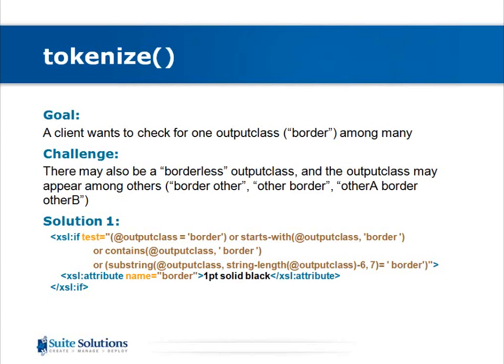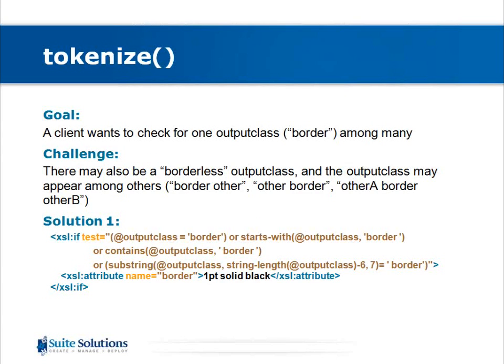So for example, you may sometimes want an ordered list to show up and look like a table, be processed like a table. On your ordered list, you can say output class equals table, and the custom DITA processing will be able to see that output class and process it accordingly. In this case, there's a border attribute value, but the challenge is that the output class can contain a number of space-delimited values. So we may have some other values, and therefore the output class may be set to border space other, or other space border, or other A space border space other B, and therefore we can't simply test that the output class is equal to border because there may be other values in there.